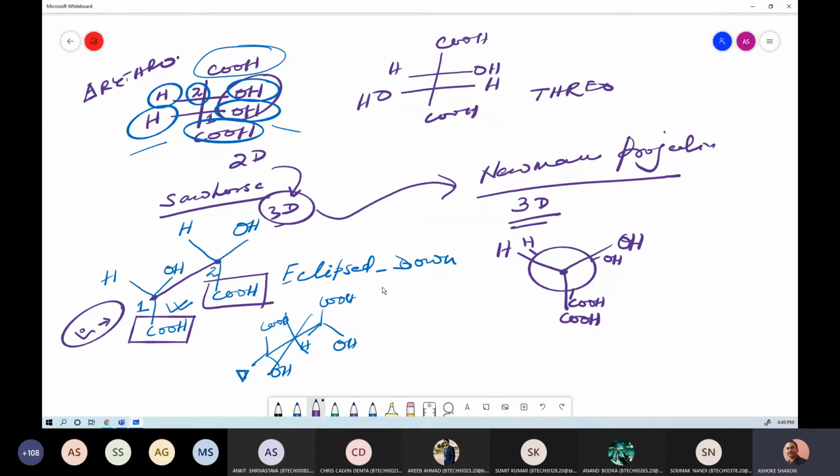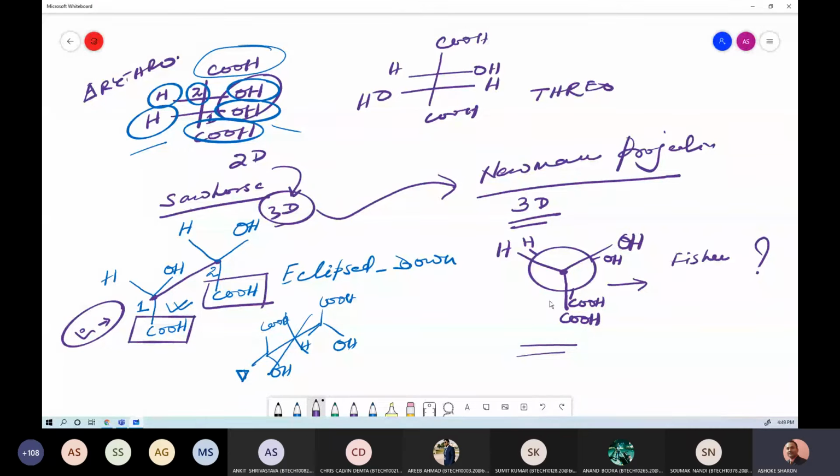Now at this point, suppose in the exam we are given this structure, a Newman projection formula, and we are asked to draw the Fischer projection formula. This is your question. How can we do it? Very simple. First we need to find out whether this structure is eclipsed or not. Yes, it's eclipsed, right? And this eclipsed form is down. Am I correct?